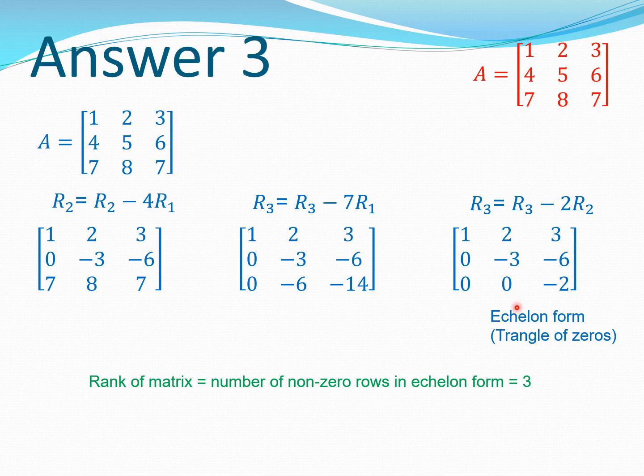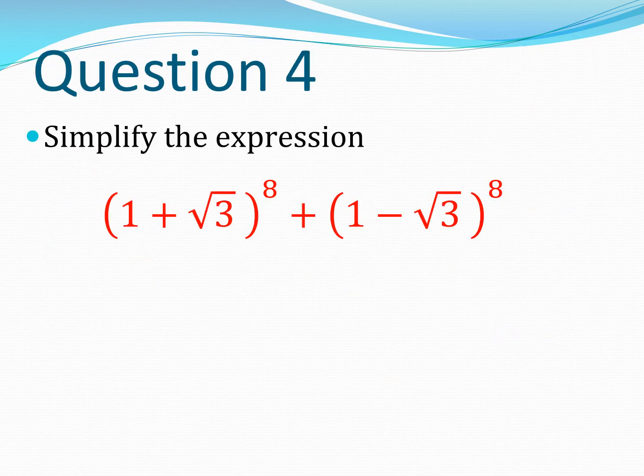I have obtained the triangle of zeros, and now I know from the definition that the rank of the matrix is going to be the number of non-zero rows in this echelon form. So you can see here that there are 3 non-zero rows in this echelon form. So the rank of this matrix is 3. Now this is a very popular question out there. So do remember this particular problem if you are a student or even if you are a teacher.